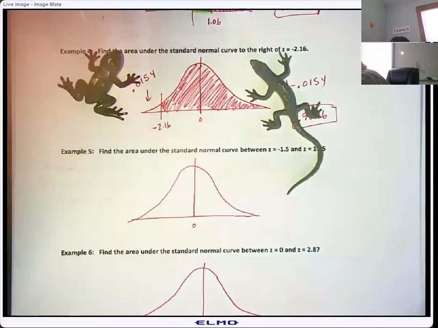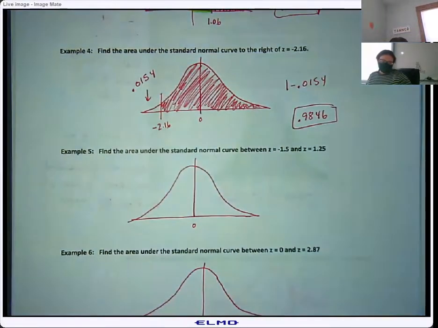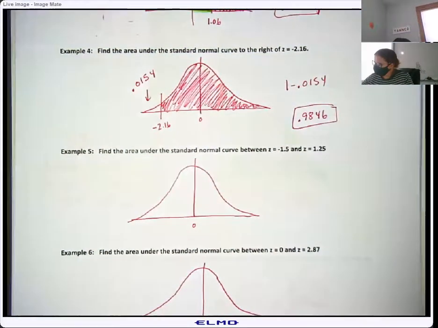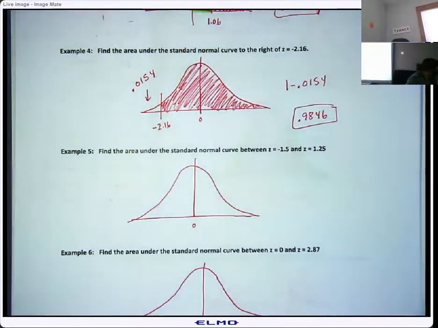All right. Next up, example 5. So popular.